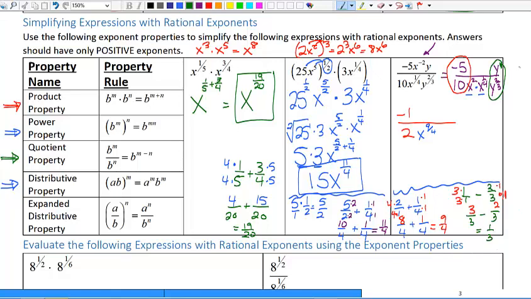So the y to the 1/3 needs to go where? In the numerator or the denominator? Well, because there are more y's in the numerator, there's one whole y in the numerator and only 2/3 of a y in the denominator. 1 is bigger than 2/3. That means my leftovers will go in the numerator, y to the 1/3. There is nothing else I can do here for this problem, so I am done.